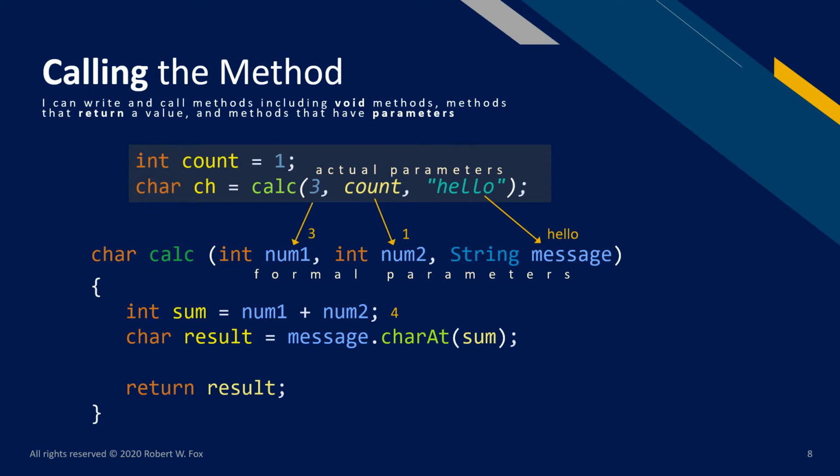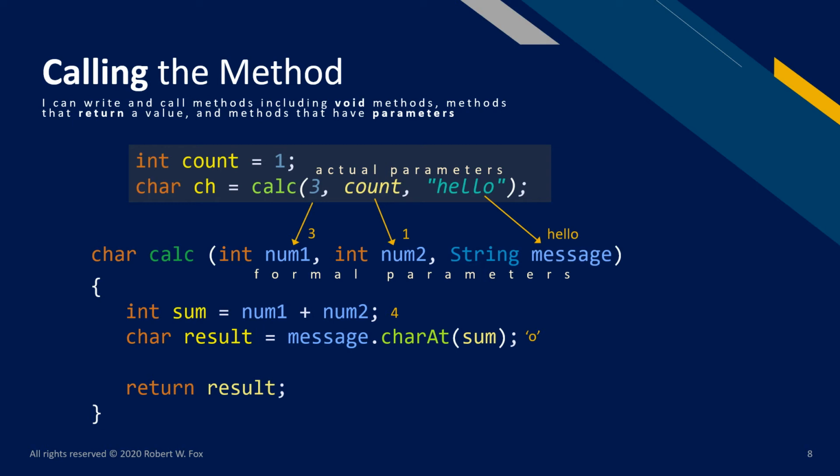After this, we have another calculation where we compute a char called result. And what we do is we take a look at our message parameter and we do charAt(sum). Well, we just calculated that the sum is 4, so we're really doing charAt(4), and character 4 in the word hello is the letter O. So after our calculations, we now find the return statement.